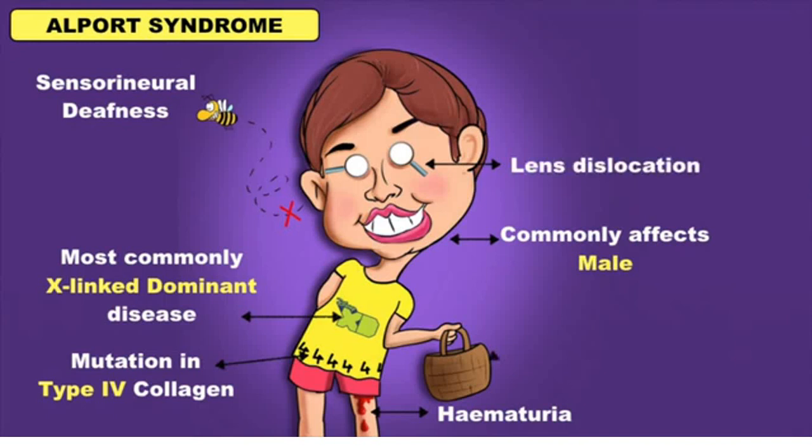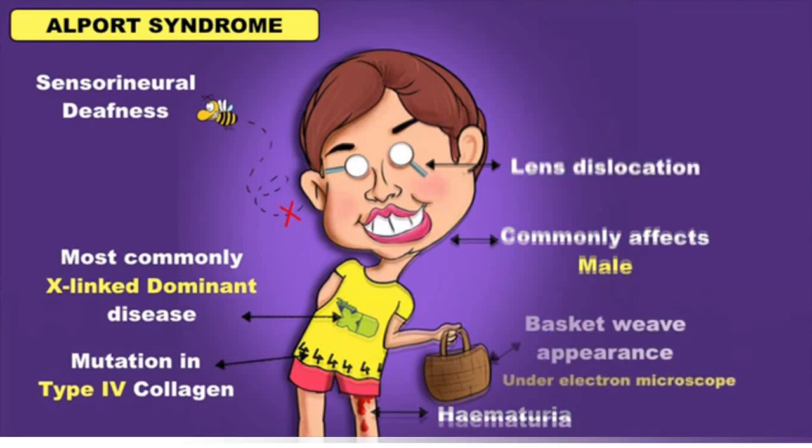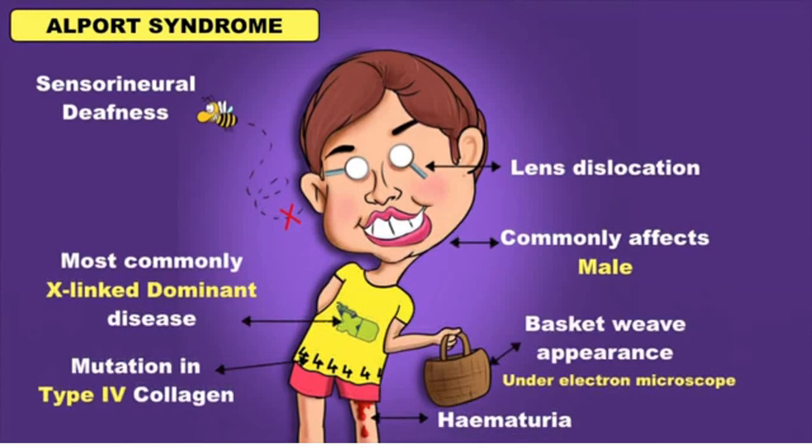So that covers the visual mnemonics related to Alport syndrome. The last thing you have to remember about the pathology and morphology is that it has a basket weave appearance under the electron microscope, and this boy carries a basket, so you can remember that it has a basket weave appearance.